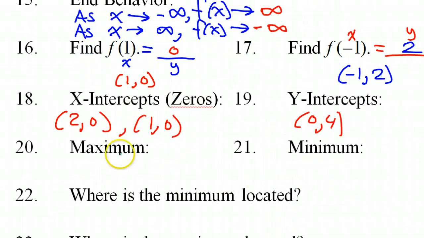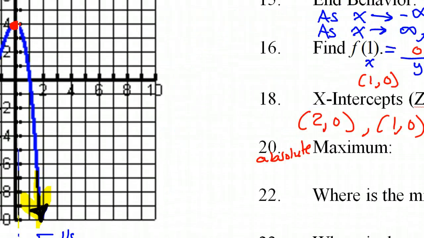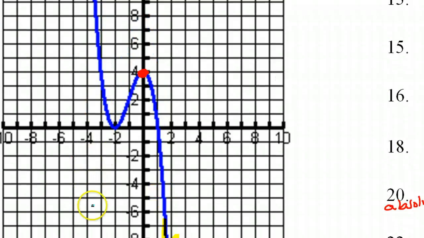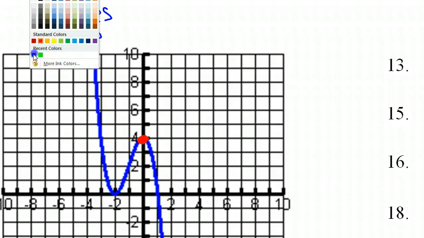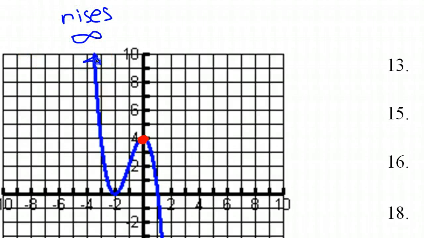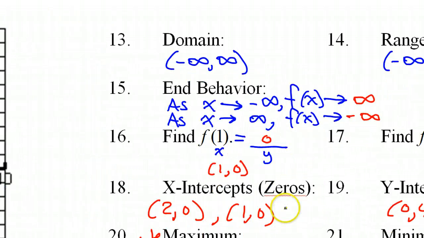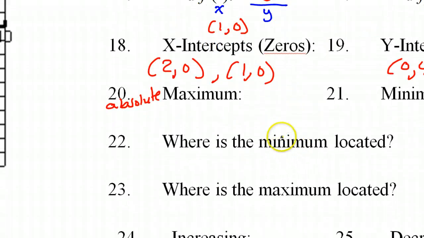Okay, what about maximum and minimum? And sometimes they call this absolute maximum. Okay, if there is an absolute maximum, it will be the highest point on the entire graph. Is there one? No, there is no absolute maximum because this graph just keeps going up and up and up forever. So there is no maximum. There's no absolute maximum. So we will say none.